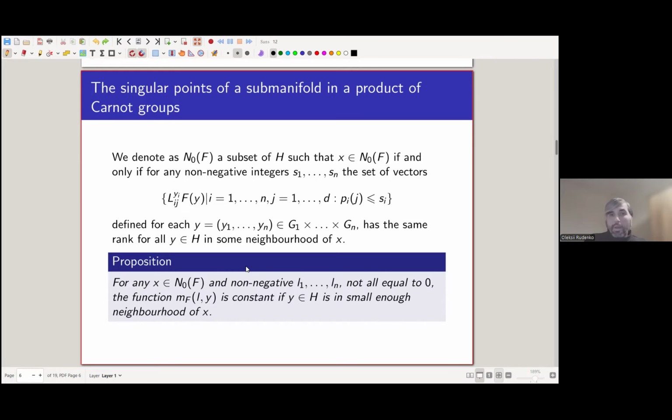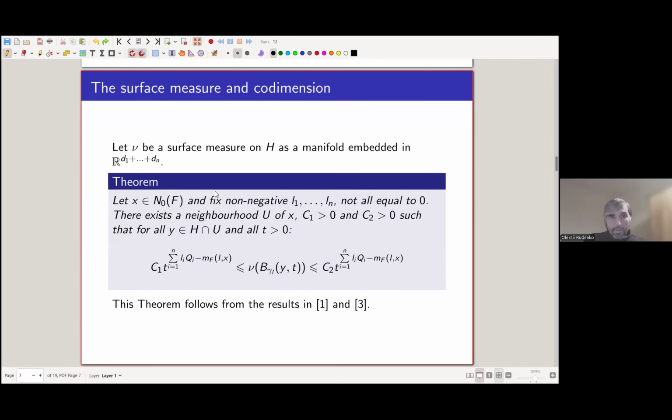But if I only consider these points, then it is possible to prove the result. Unfortunately, the proof involves two theorems from two of my papers. One paper was published in 2019, and the other one maybe will be published in 2026. It is in review right now.